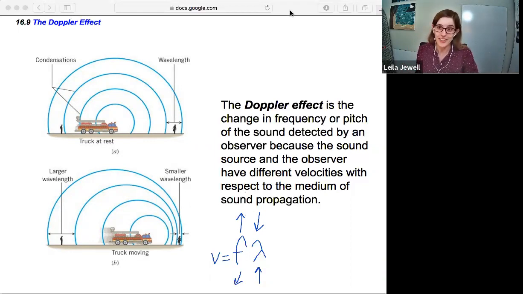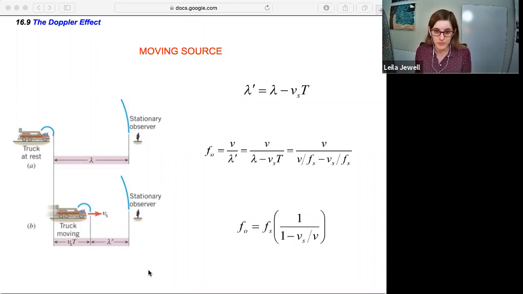And we can actually quantify it in physics. So we'll first look at a moving source, like this fire truck. At rest, it produces this normal wavelength, lambda. If it's moving, then the wavelength is modified, and the modification is going to depend on how fast the truck is moving. So that's what this is trying to show, that it's the original wavelength minus the speed of the source times the time, the period of it, which we could instead make into frequency. And so the frequency that's observed by the stationary observer is equal to the speed of sound divided by this modified wavelength. So the modified wavelength, lambda minus Vs times the period.